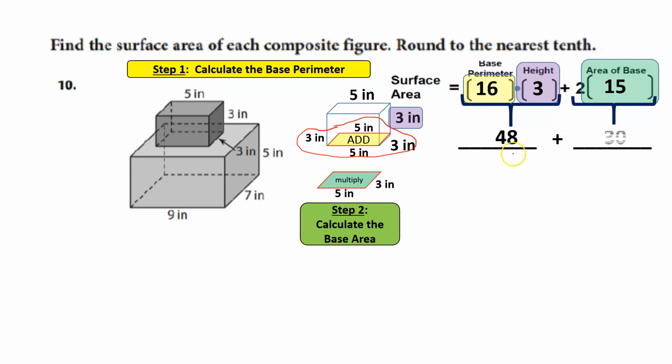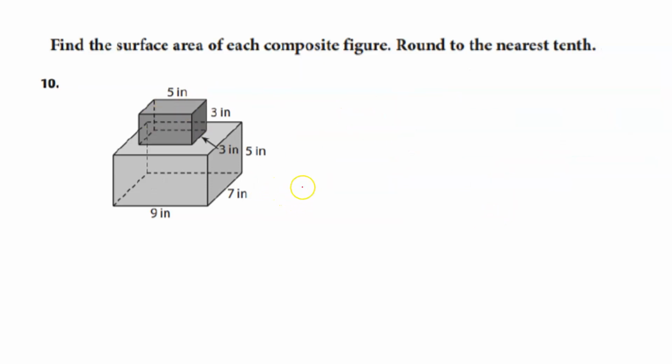And that would be 48 and 30. Let's go ahead and add that together. And that would be about 78. Notice how we found the surface area of the small box. Let's go ahead and do that for the larger one.